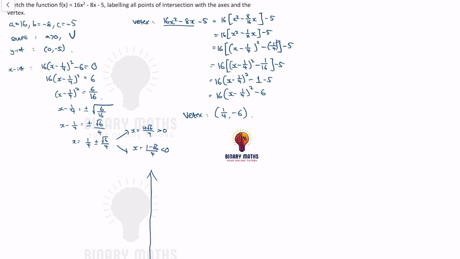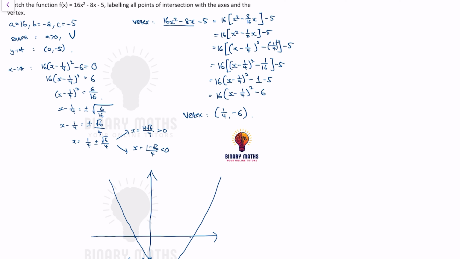So I have a negative y-intercept. So negative y-intercept, I have a positive and a negative root. And also I have a vertex that is (1/4, -6), so it's going to be somewhere here. So a shape like that will be enough, as long as you label it right. So this point is (0, -5).